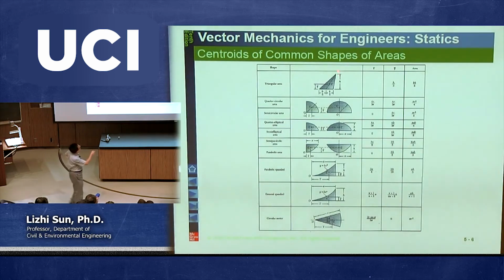Because first of all, you have to know what is the projection point of this vertex down to the x-axis. Okay? But that's a good question. So in other words, I cannot randomly give you any triangular and let you calculate the centroid. I cannot.